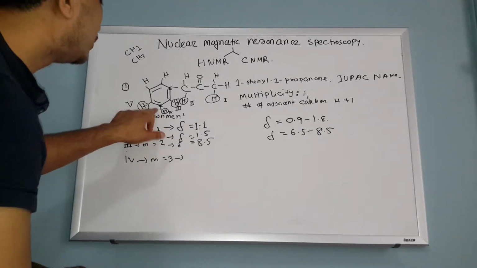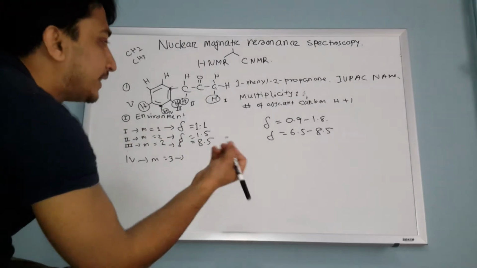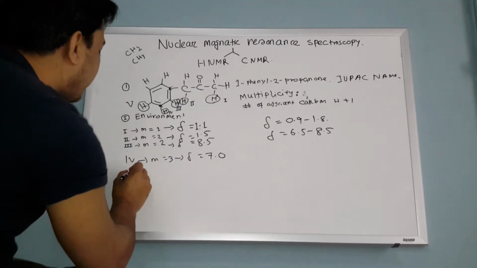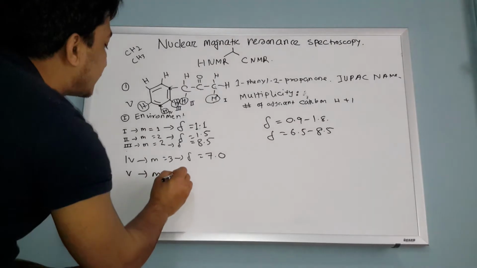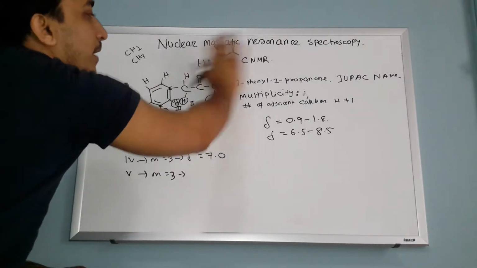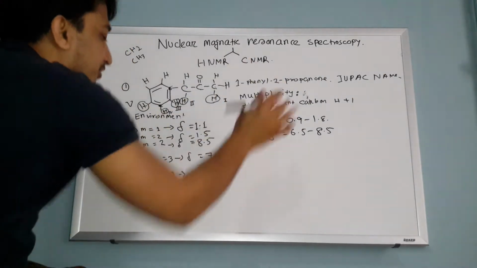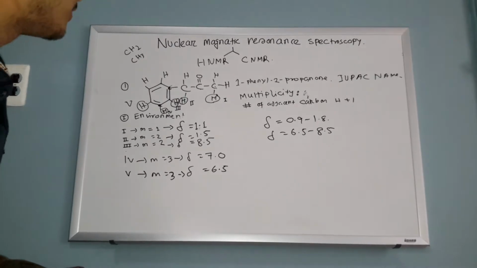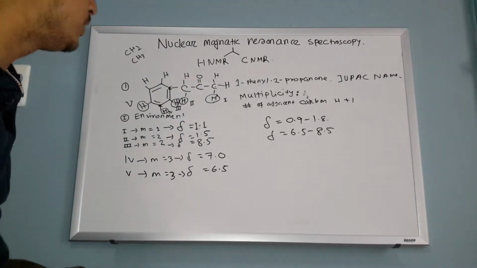Then think about this one. This one is going to get 7.0 as the delta value. And number 5 is going to be the lowest one because it's too far from everything. So that's why this is 6.5. This one is what? 6.5. This is the delta value you figured out.